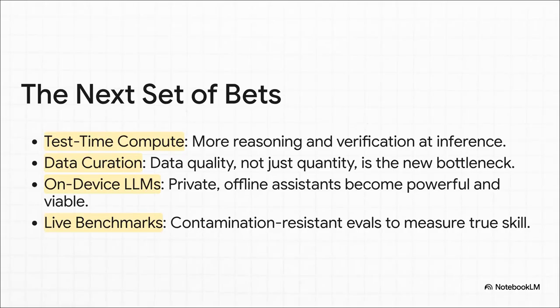So this is where the smart money is going. There's a huge focus on something called test time compute, basically making models think harder when you ask them a question, instead of trying to cram all knowledge into them during training. Second, since we're kind of running out of high-quality data on the internet, data curation and creating high-quality synthetic data is becoming the new bottleneck. We're also seeing a massive push for powerful on-device models that can run offline, right on your phone, for privacy and speed. And finally, the community is trying to move toward live benchmarks that are always being updated to fight against models just memorizing the test.